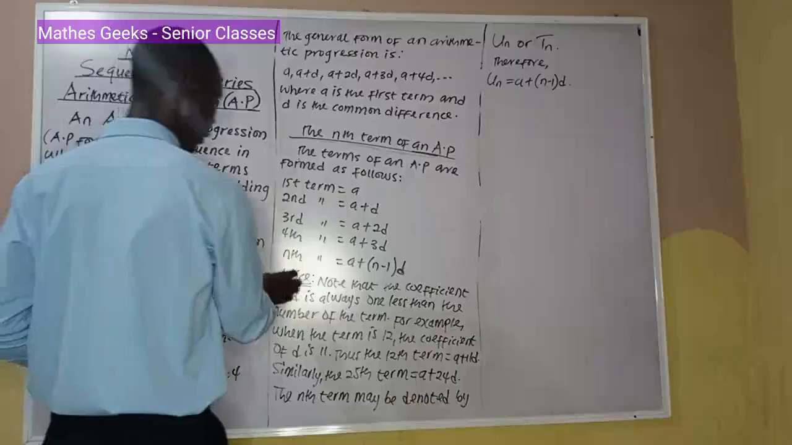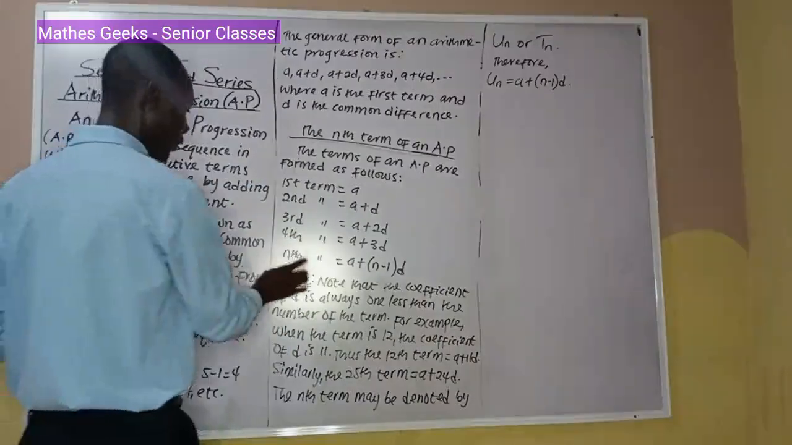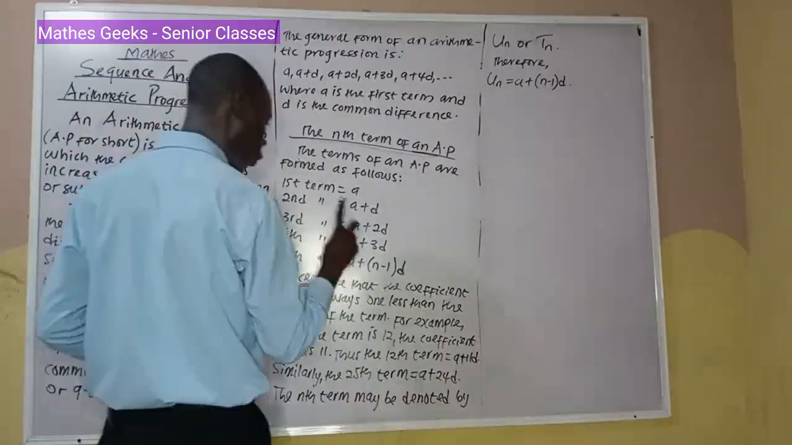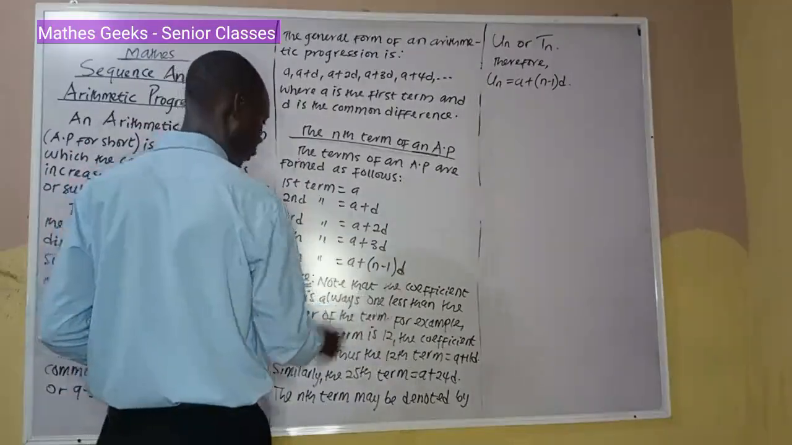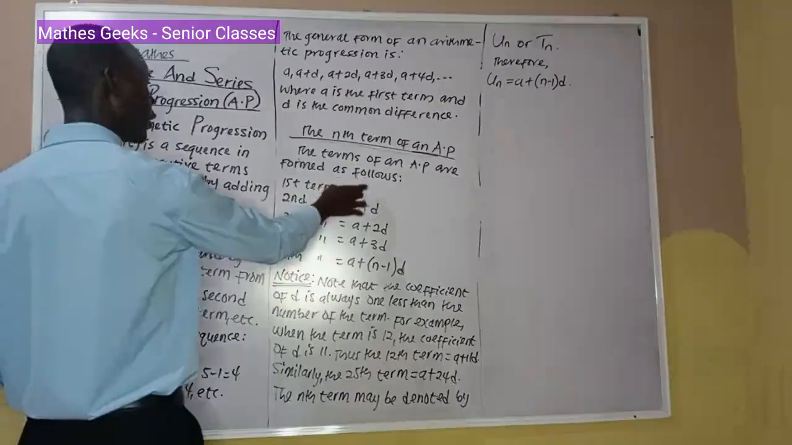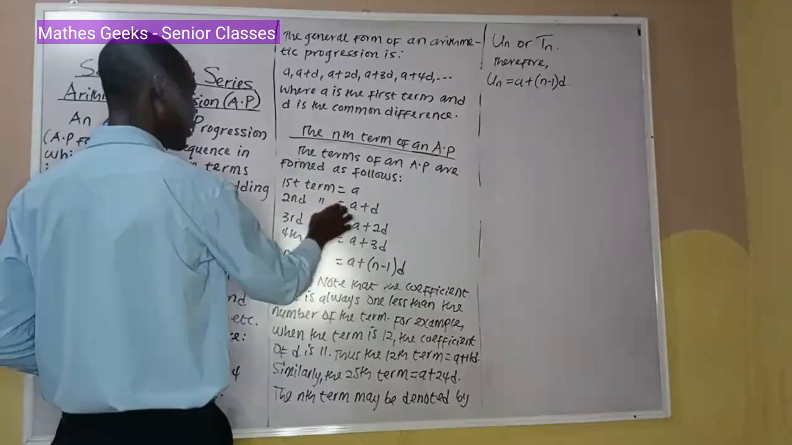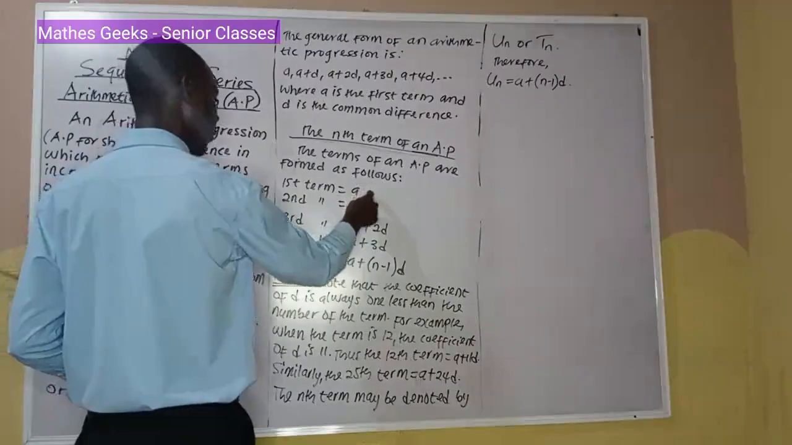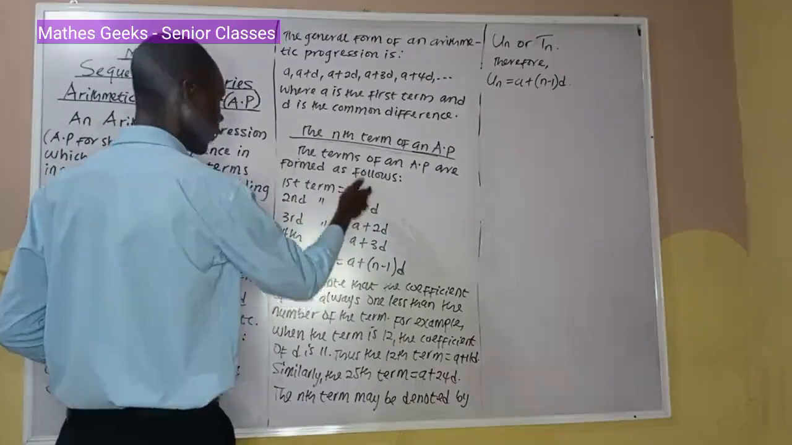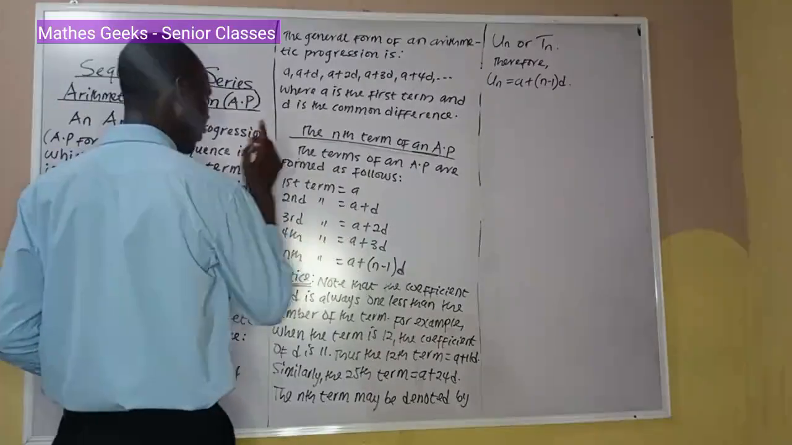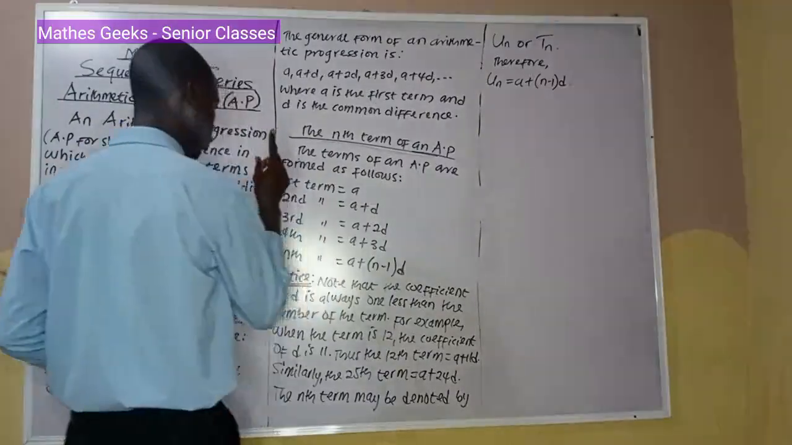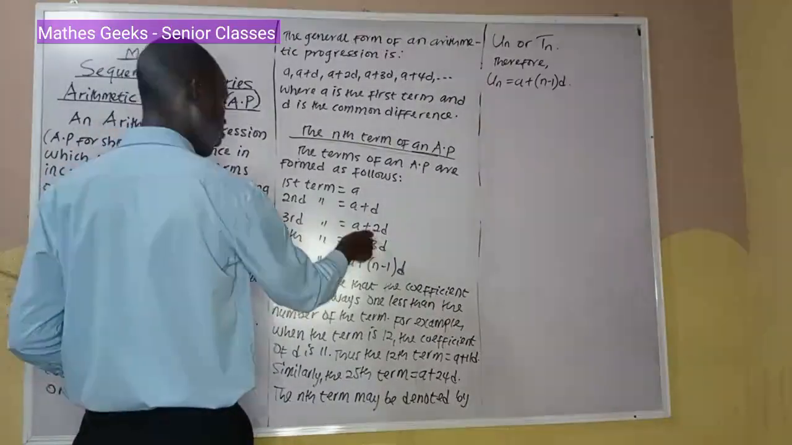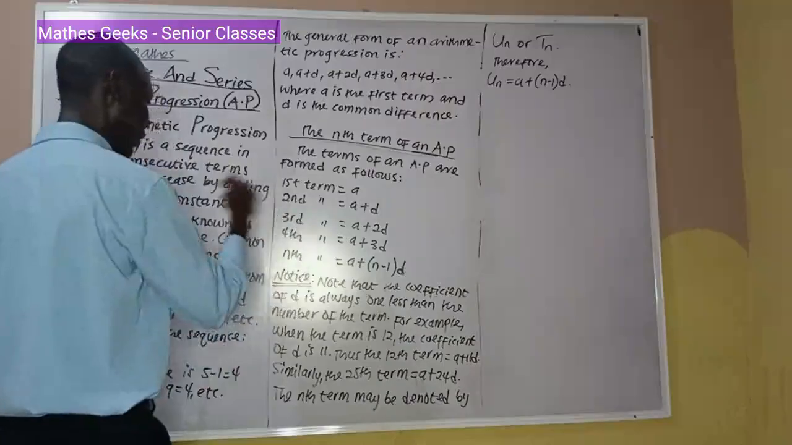So notice something that you need to take note of. Note that the coefficient of D is always 1 less than the number of the term. So if you look at it, the first term is A, then the second term is A plus D. Here, for the first term, the coefficient of D is 0. So 0 times D will be 0. That's why you have only A here. Now for the second term, T2, the coefficient of D is 1. Third term, coefficient of D is 2. So you see that it's always 1 less than the number of the term.